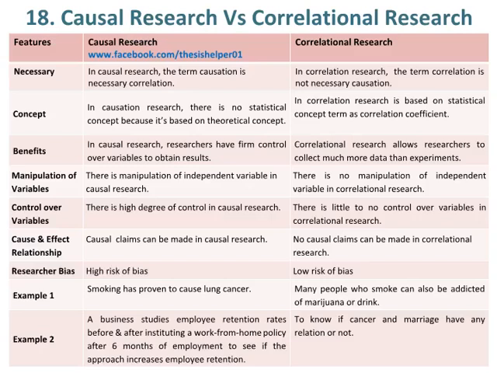Example 1 of causal research is, smoking has proven to cause lung cancer. Whereas, example 1 of correlation is, many people who smoke can also be addicted to marijuana or drink. Example 2 of causal research is, a business studies employee retention rates before and after instituting a work-from-home policy after 6 months of employment to see if the approach increases employee retention. Whereas, example 2 of correlation is to know if cancer and marriage have any relation or not.